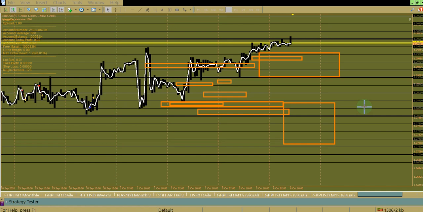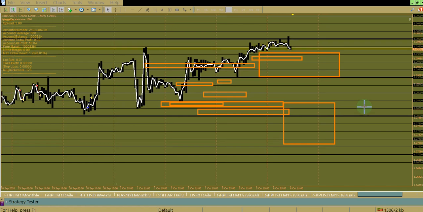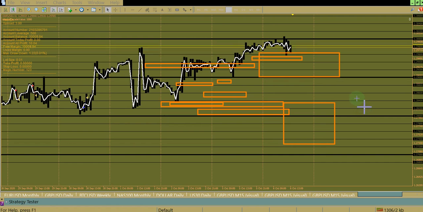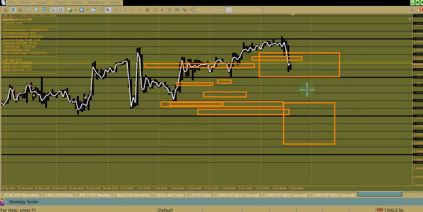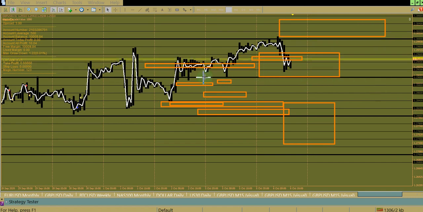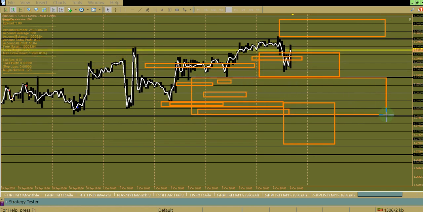I let my profits run, because if you trail your stop, are you really letting your profits run, or are you kind of truncating? So this is a nice buy window here. How hard is it to mark off this sell window? How hard is it to mark off this buy window, put a ticket in?